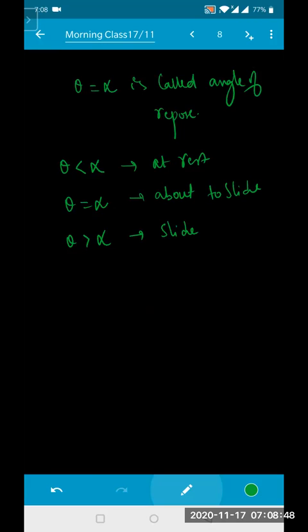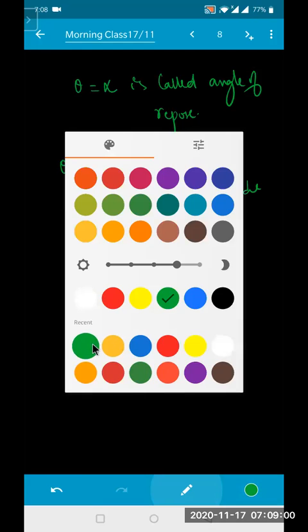So what is the angle of repose? The angle at which the body is ready to move in the downward direction is called the angle of repose. Clear for everyone? Okay? Yes, sir. Yes. Sure. Next one.